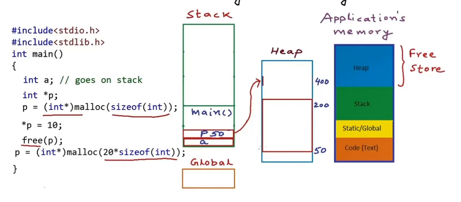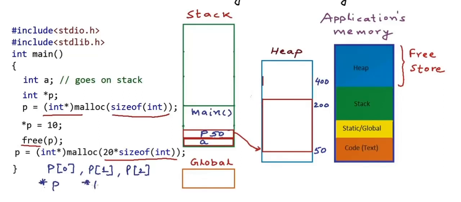So we kind of get the base address of the array. This p will point here to the base address of this block, and then in our code we can use these 20 integers as p[0], p[1], p[2] and so on. As we know, p[0] is same as saying value at address p, and p[1] is same as saying value at address p plus 1. This is what it means.